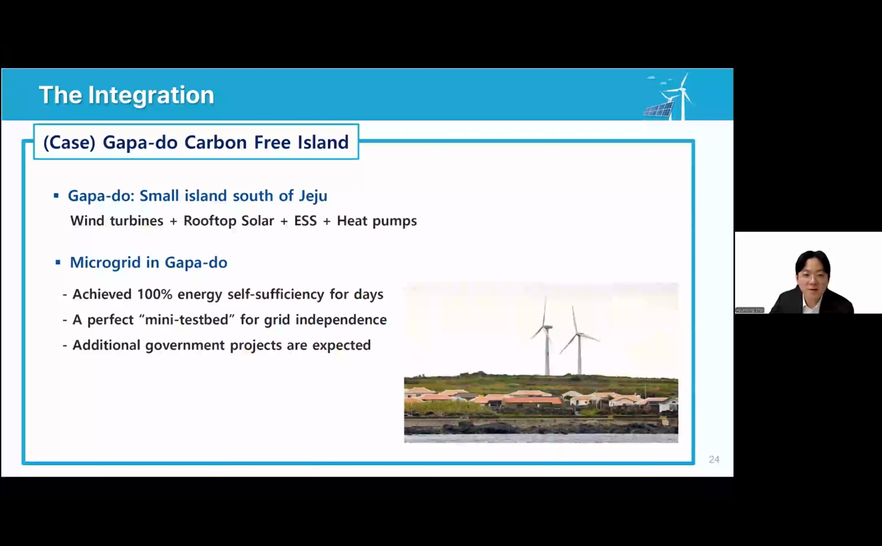A representative example for this microgrid is Gapado, a small island south of Jeju. By combining wind turbines, rooftop solar, ESS, and heat pumps, Gapado achieved 100% energy self-sufficiency for days. It serves as an ideal mini testbed for grid independence via microgrid. So while it has had some issues in the past, additional government projects are expected in the future in this region and other candidate sites.